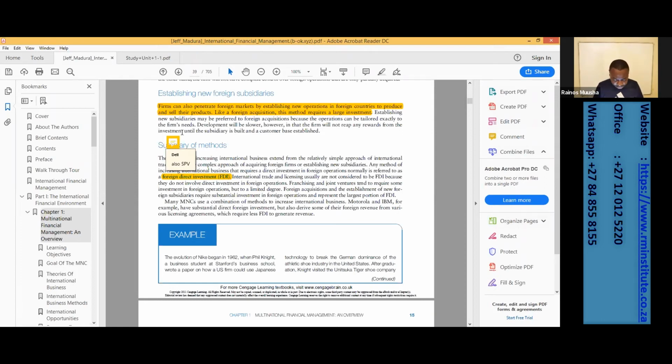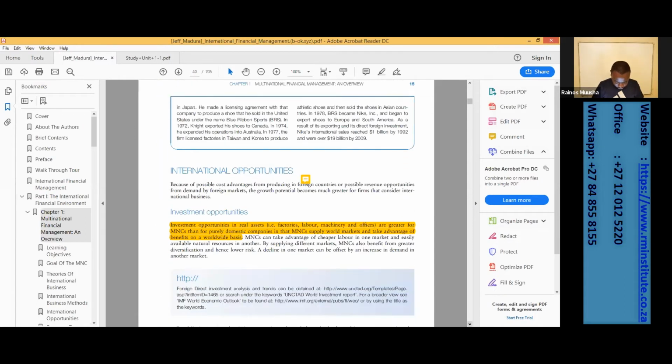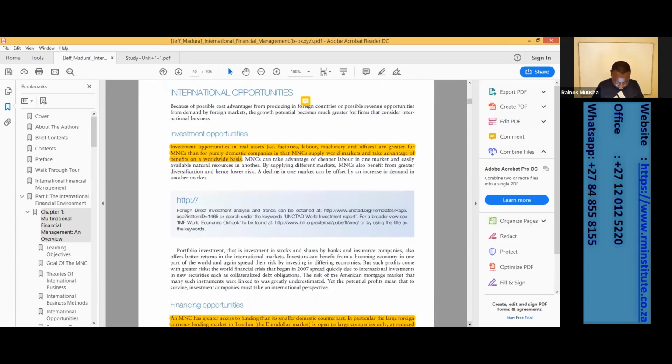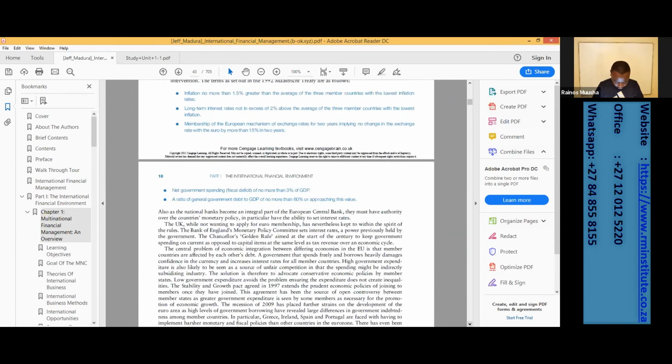So is there any question when it comes to international business for a multinational company? Is there any question? International opportunities, we're not going to be covering because it's not in the new textbook. So this section is not relevant.